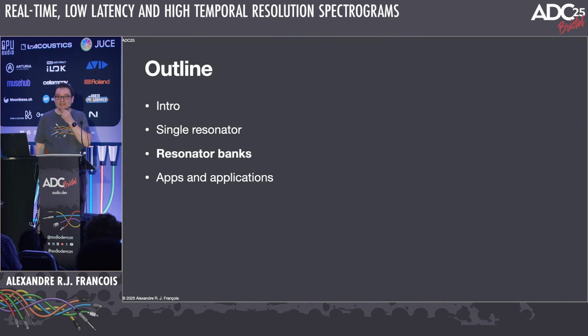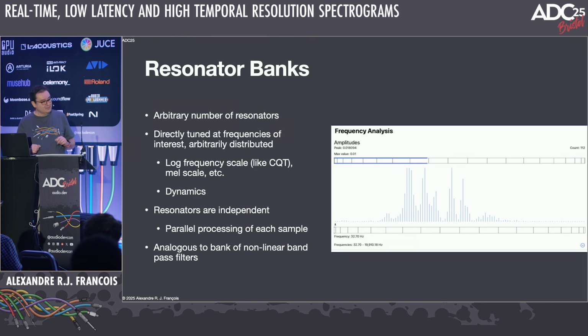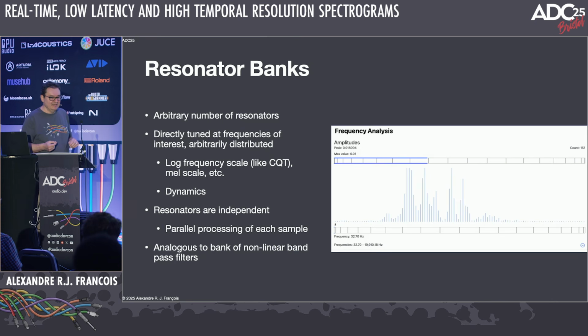So that's how we make one single resonator. But of course, there's more to life than just one frequency. So we can assemble those resonators into banks. And here we can have an arbitrary number, no need for powers of 2. We can tune them independently any way we want, any frequency we want. So maybe a log scale frequency that makes sense, between maybe 32.7 hertz and 10,000, 20,000 hertz. It doesn't really matter.